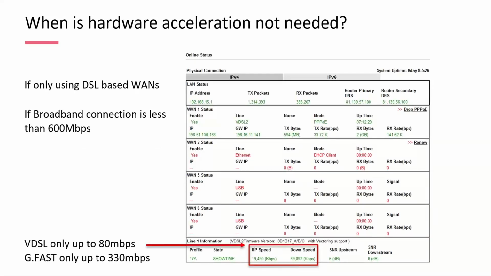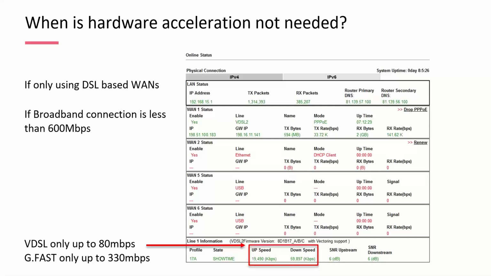So when is hardware acceleration not needed? Well, if it's on DSL, so if it's an ADSL or a VDSL or a GFast connection, then it's not going to need hardware acceleration because the router's native performance can easily cope with any of those speeds. So if only using a DSL-based WAN, then you wouldn't need hardware acceleration to be enabled.